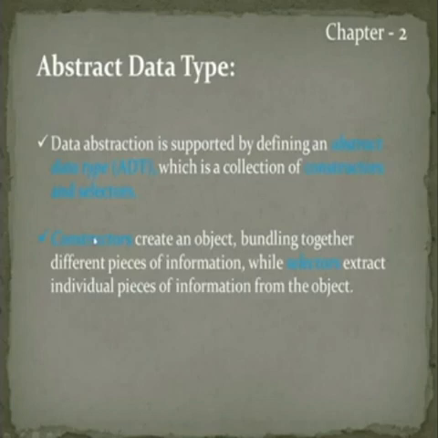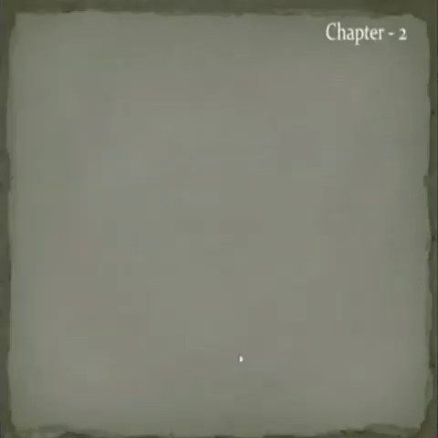Then what are constructors? Constructors create an object, bundling together different pieces of information. You can compare this with your constructor in C++. While selectors extract individual pieces of information from the object. Constructors create an object. Selectors retrieve information from the object. See the example now.